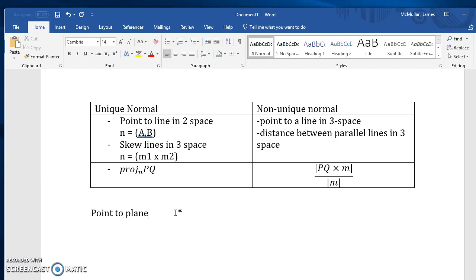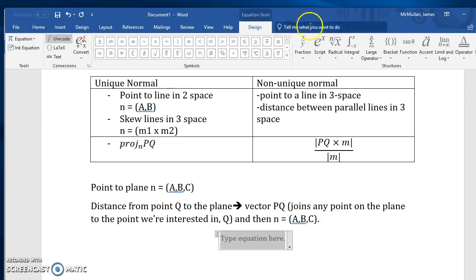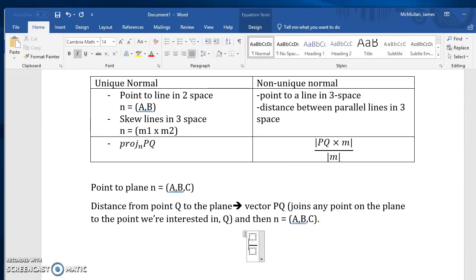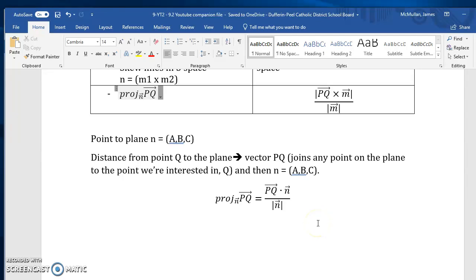there's a unique normal to a plane, right? The normal is equal to ABC, which is what we just learned. So to get the distance from point Q to the plane, we are going to take a vector PQ. So again, what is vector PQ? It simply joins any point on the plane to the point we're interested in, which is Q. And then N equals ABC, and that's going to be your vector. And then we can simply do the projection formula. Remember your projection formula, it's a good one to make sure you have memorized. It's equal to the dot product between your PQ and your normal, and then you divide by the magnitude of the normal. So it just comes down to being able to remember these two formulas, and this is the one we'll be using for point to plane in R3.